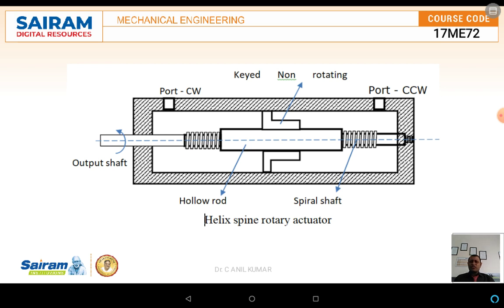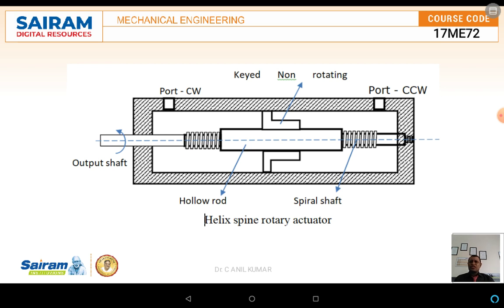On the output shaft, a spline or something like a square thread has been cut, over which a hollow rod has been placed, which is meshing with the threaded portions. The other one is a non-rotating member, which is sliding in and out. Here there are two ports: one is the clockwise port, the other is the counterclockwise port.